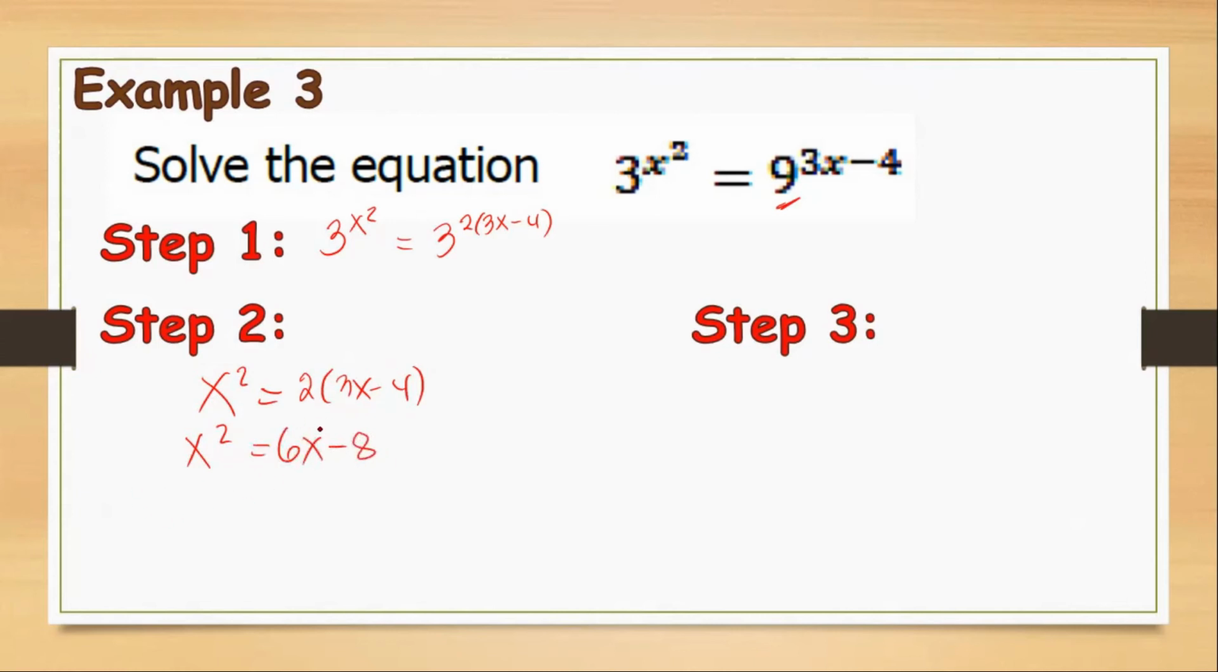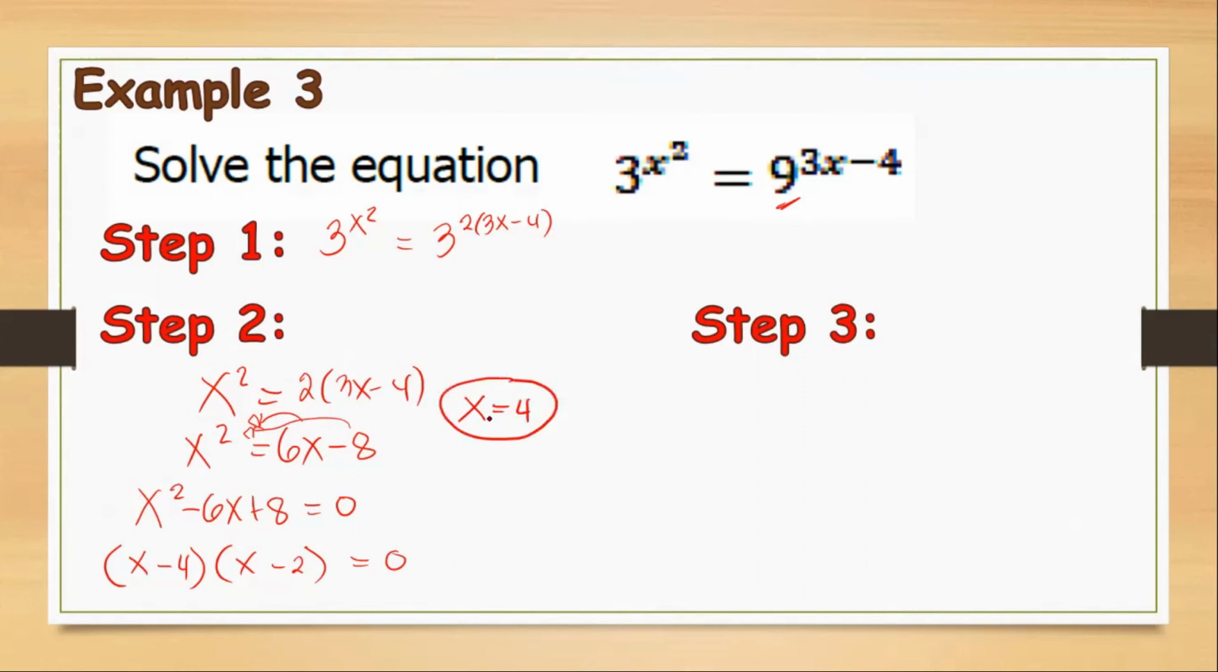All you have to do is transfer all the terms to the left because it is a quadratic equation. X squared minus 6x plus 8 equals 0. Then all you have to do is find the value of x by factoring. And so the factors of this will be x minus 4 multiplied by x minus 2. So we have two values for x. We have x equals positive 4 and x equals positive 2.